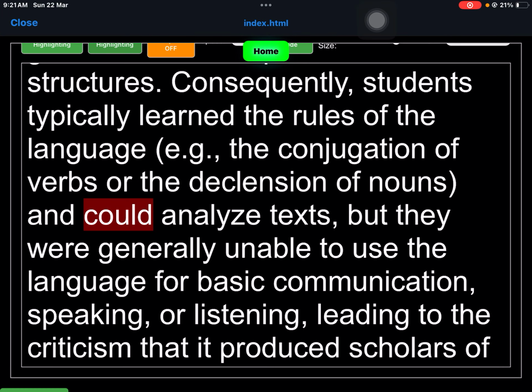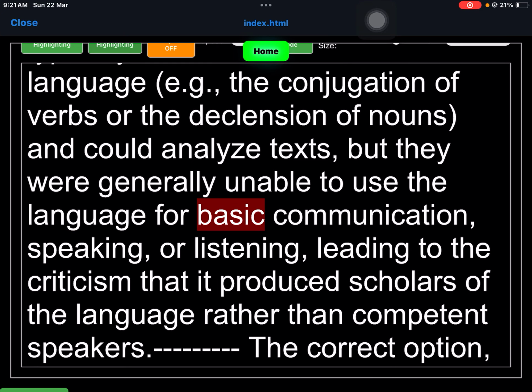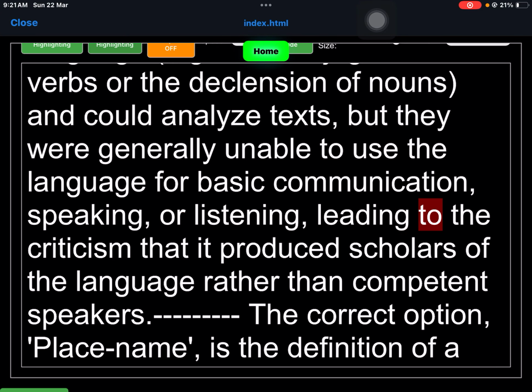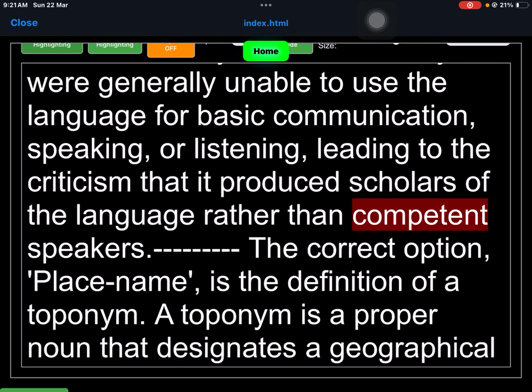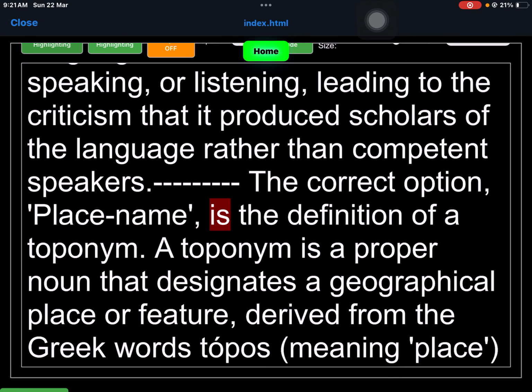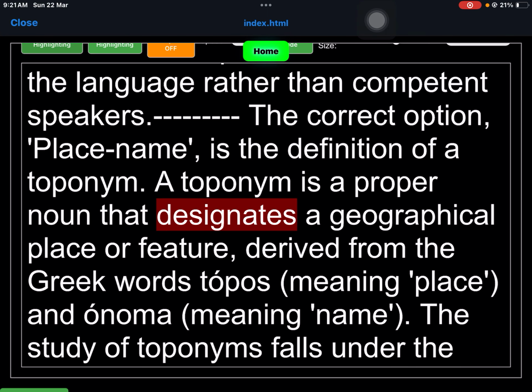Consequently, students typically learned the rules of the language, for example, the conjugation of verbs or the declension of nouns, and could analyze texts, but they were generally unable to use the language for basic communication, speaking, or listening, leading to criticism that it produced scholars of the language rather than competent speakers.